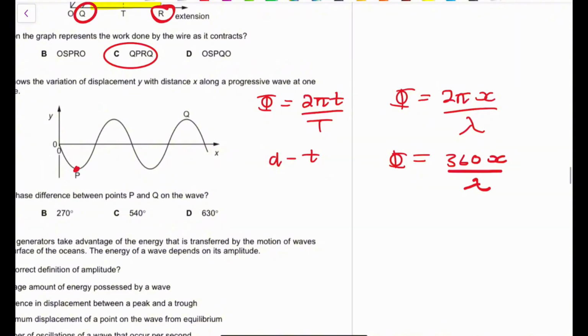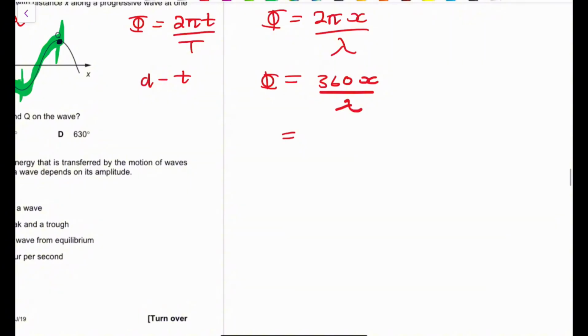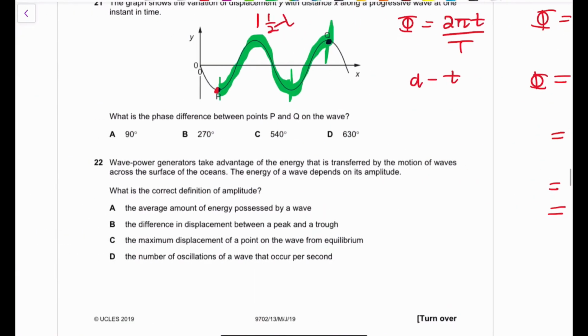So if you're here and you're here, what is your value of x and what is your value of lambda? We don't have actual distances, so we can just approximate, because we know that if you start here and move across to this point, that's literally one lambda. But as you go up to this point, that's going to be half lambda. So you have 1.5 lambda. So you have 360 times 1.5 lambda divided by lambda. These two cancel out, and you're left with 360 times 1.5. That's going to give you 540 degrees, and your answer is C.